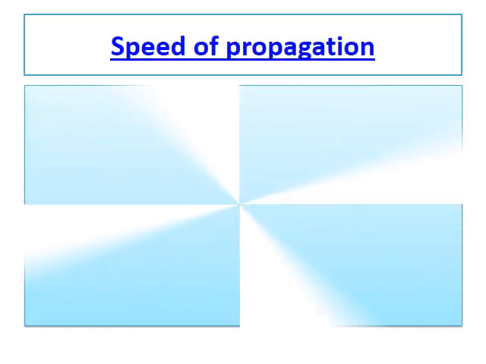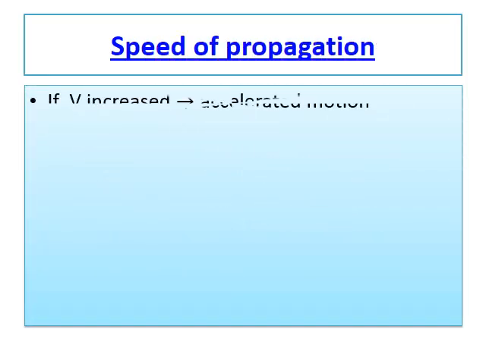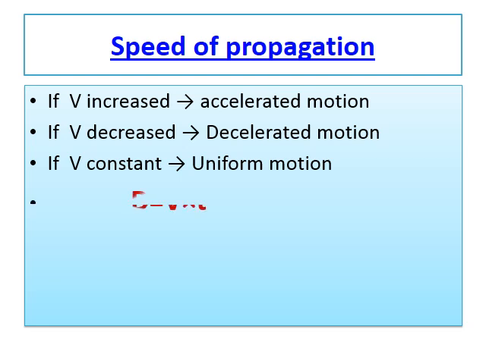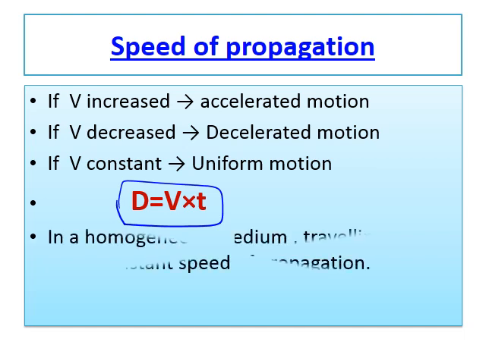Speed of propagation. If V increased, then accelerated motion. If V decreased, decelerated motion. If V constant, uniform motion. D equals V times T. Distance is equal to velocity times time.